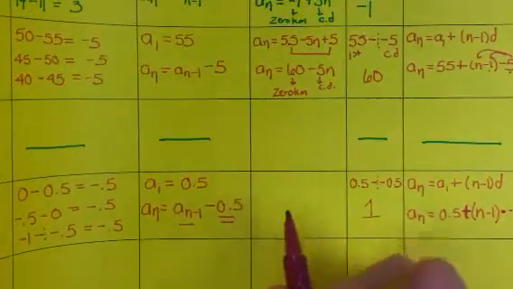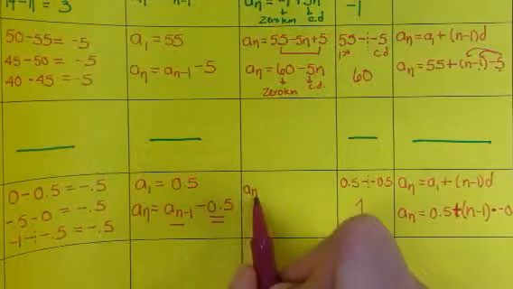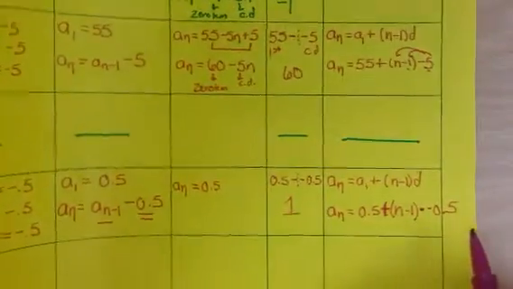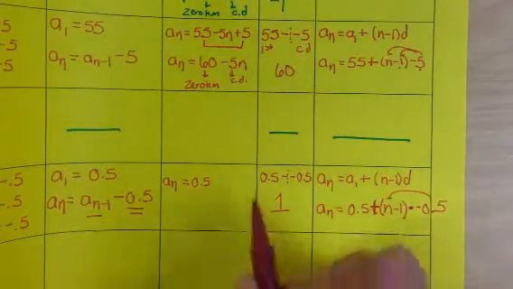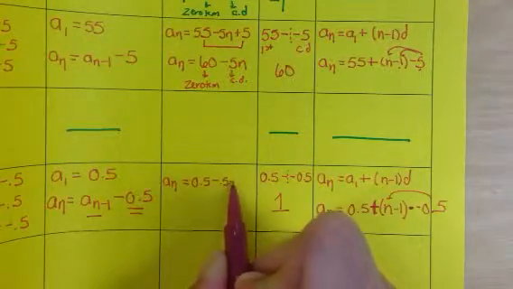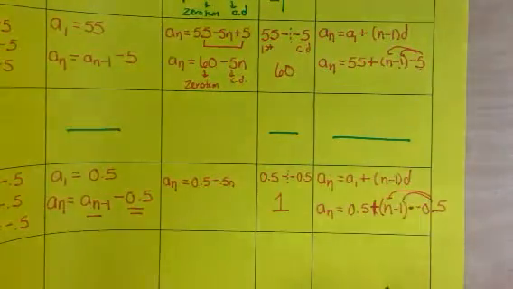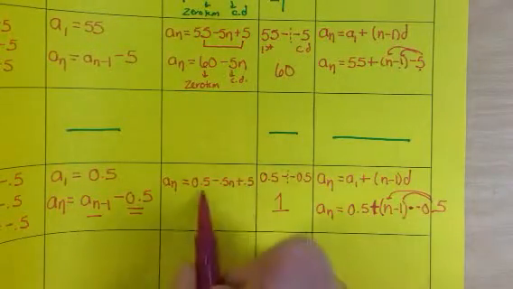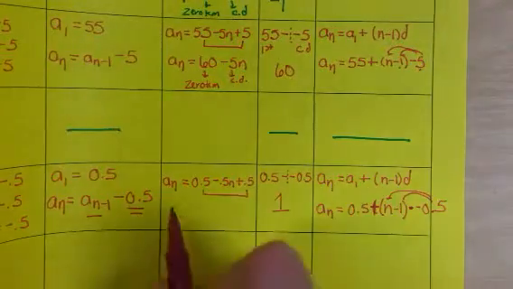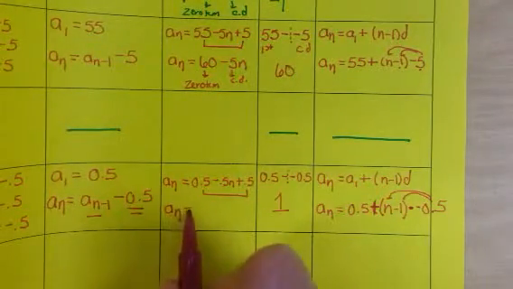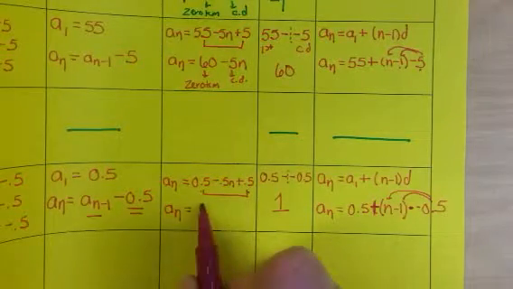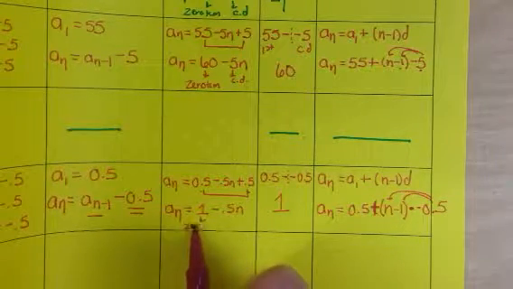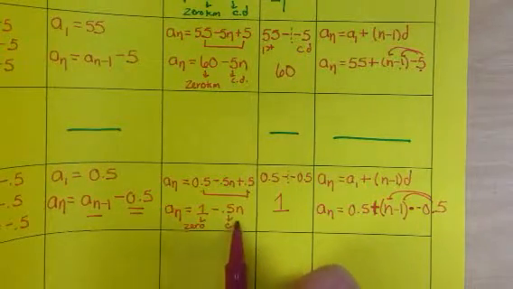So here we're going to simplify it. So a sub n would equal 0.5. Now I'm going to distribute. So my negative 0.5 times n would be negative 0.5n. And negative 0.5 times negative 1, a negative times a negative, makes a positive 0.5. Combine your like terms. My like terms are my numbers, not with the variables. So a sub n, if I have 0.5 plus 0.5, I have 1 minus 0.5n. Again, this is my zero term, and this is my common difference.